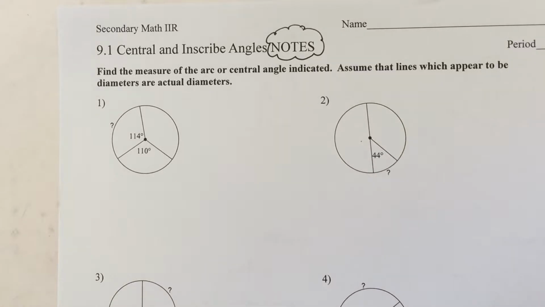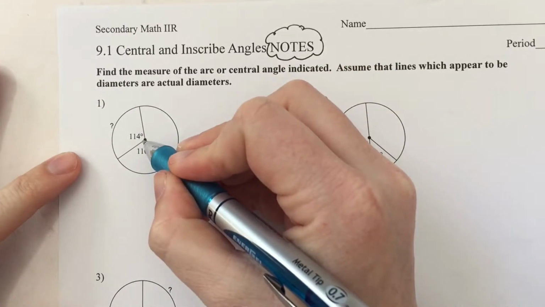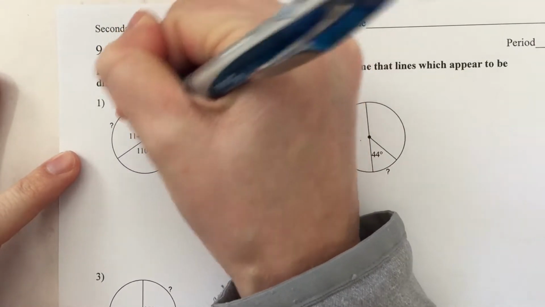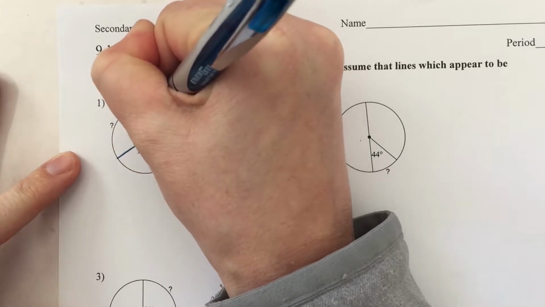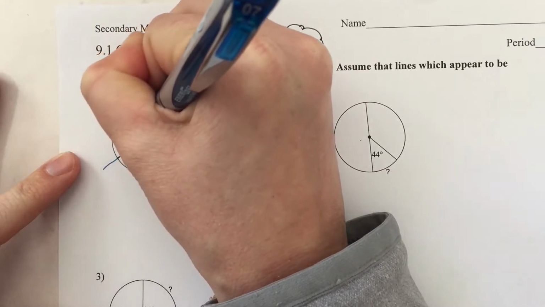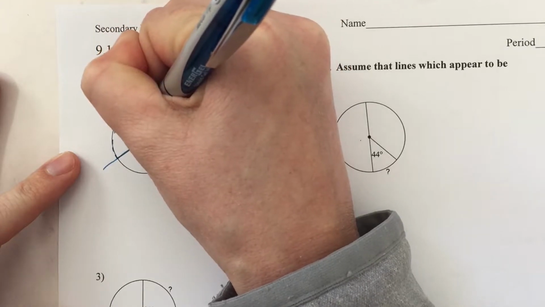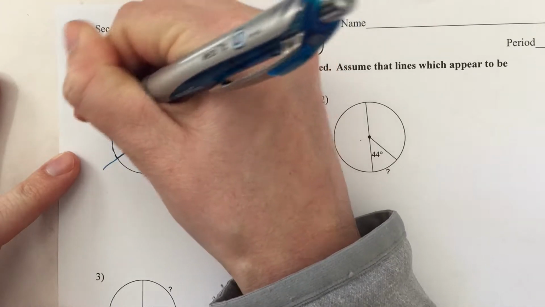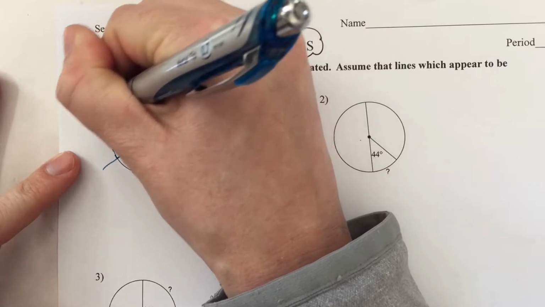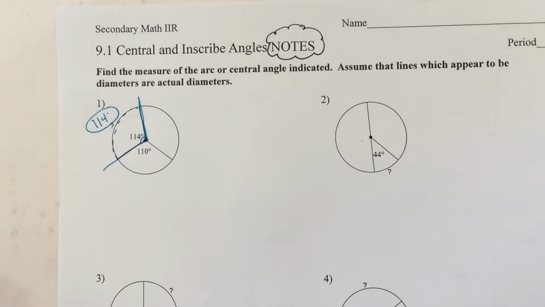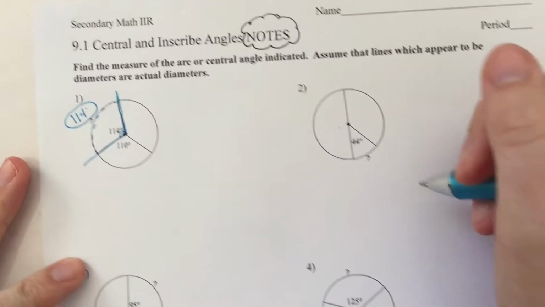In this video, for 9.1 notes, we are going to go over central and inscribed angles. For central angles, when they are in the center of the circle, they are going to be the same. So when I draw this angle, this arc and this angle are exactly the same degree, 114. So that would be your answer, right? Central angles are the best.